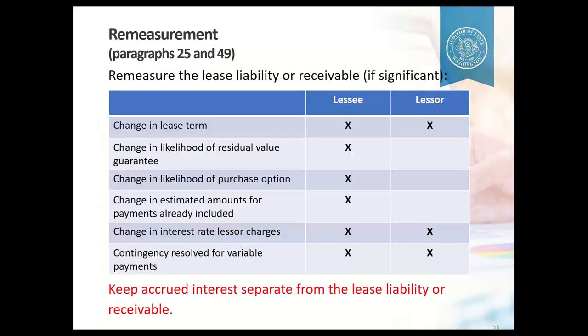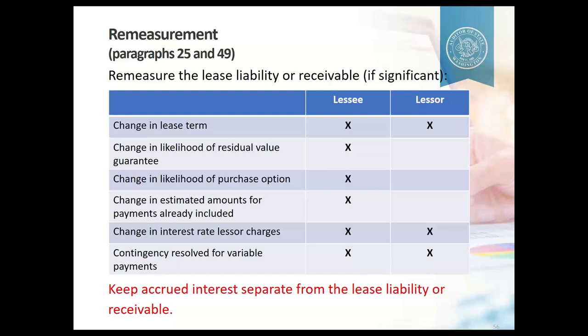So next slide. Now let's talk about remeasurement, because like I say, leases are all about change. Things can happen where you have to remeasure that initial lease liability or lease asset, but only under certain conditions. Now you're going to remeasure the lease liability or receivable only if it's a significant change. For these cases, like a change in the lease term, let's say you thought that someone was going to take both of those 5-year extensions, and then the owner went out of business, so obviously that last 5 years is going to go away.